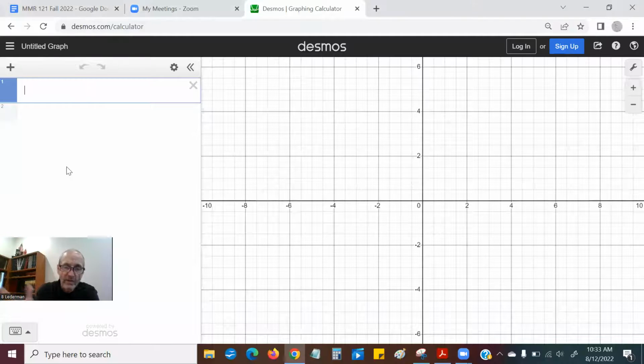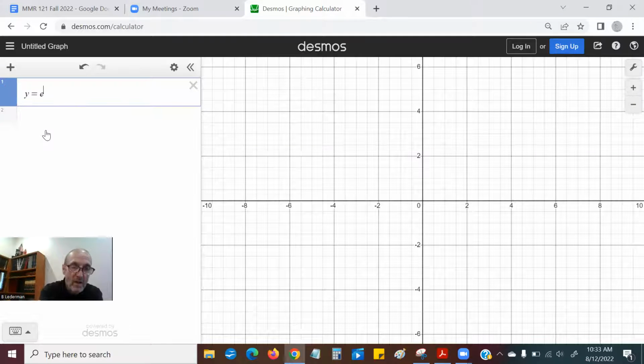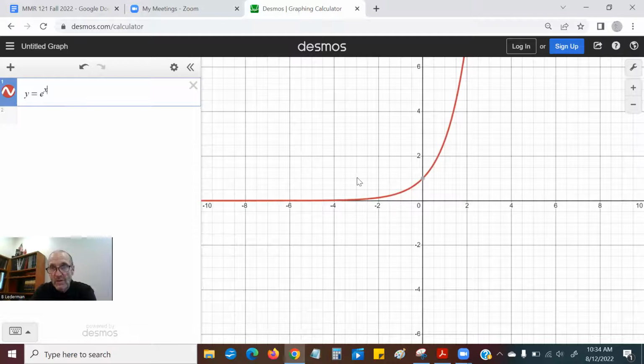So let's look at y equals e to the x power. Notice when I type in the letter e, Desmos automatically knows 2.71828 and so forth. So notice y equals e to the x power looks like that.